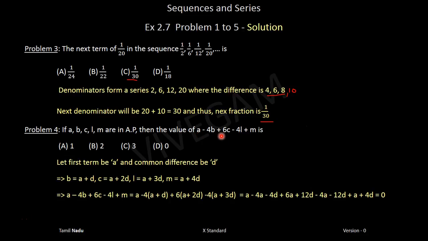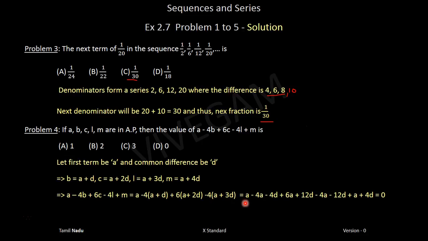expression. So what happens? A minus 4B plus 6C minus 4L plus M will become A minus 4 into B, right? But what is B? B is A plus D. So that comes here. Plus 6 into C, right? C is A plus 2D. So 6 into A plus 2D. Minus 4 into L. L is A plus 3D. Okay, it comes here. So now you open the bracket. So this will become A minus 4A minus 4D plus 6A plus 12D minus 4A minus 12D.